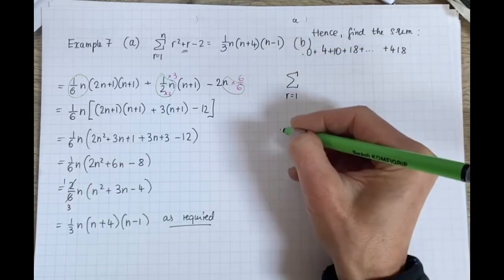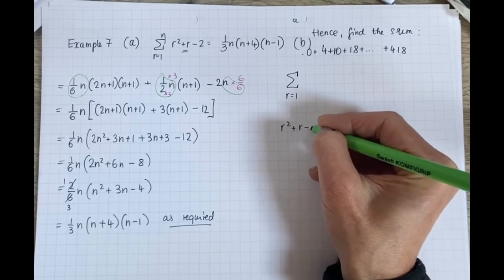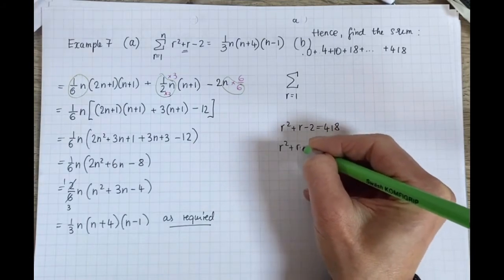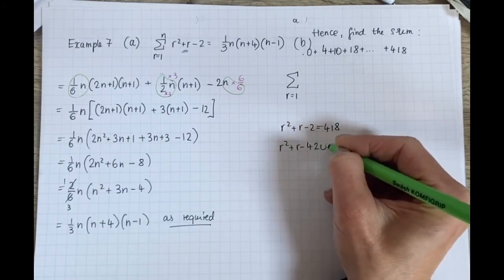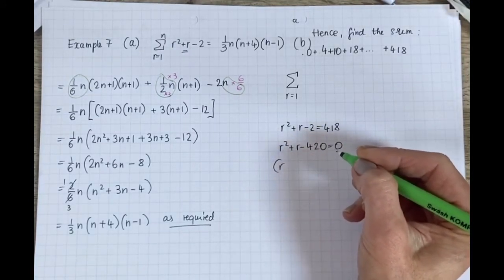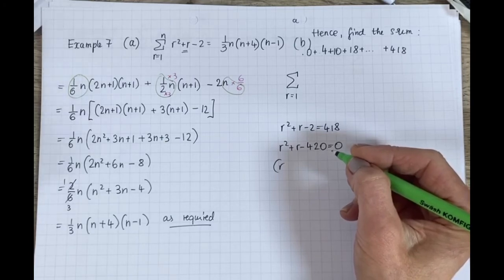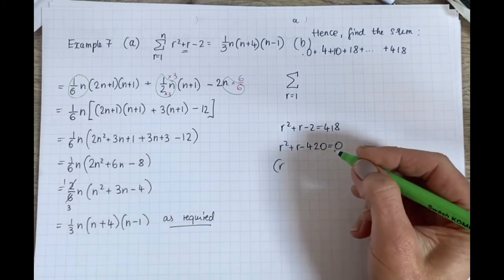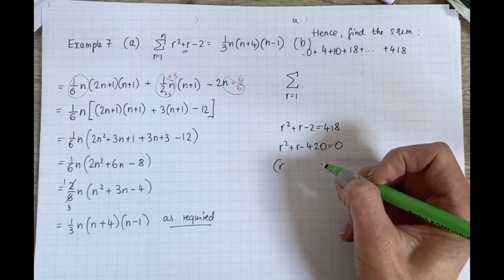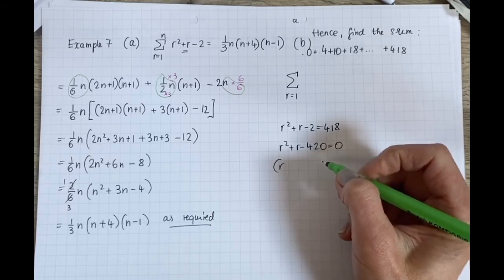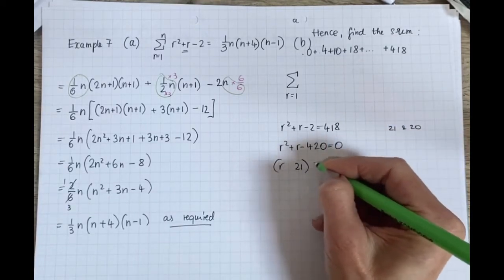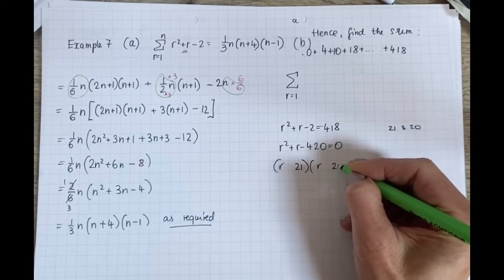What's the end point? I need to make my rth term equal to 418. So r squared add r minus 420 is equal to 0. So here we're going to factorize that. 420, difference of 21 and 20. Yeah, that should work. 21 and 20.